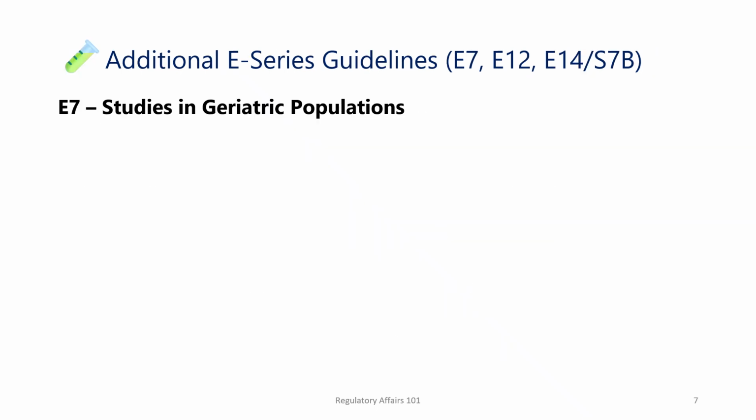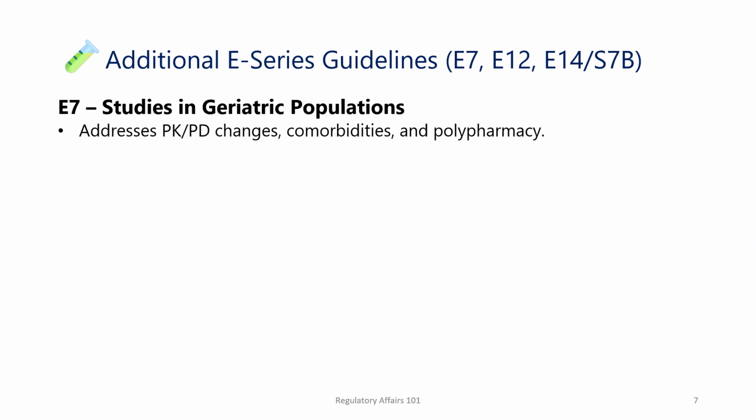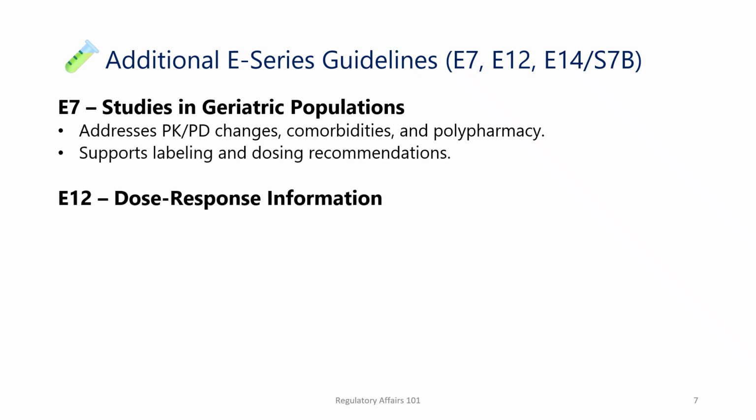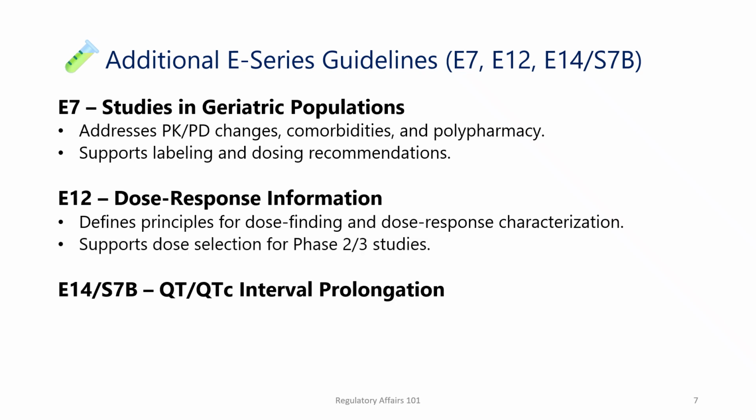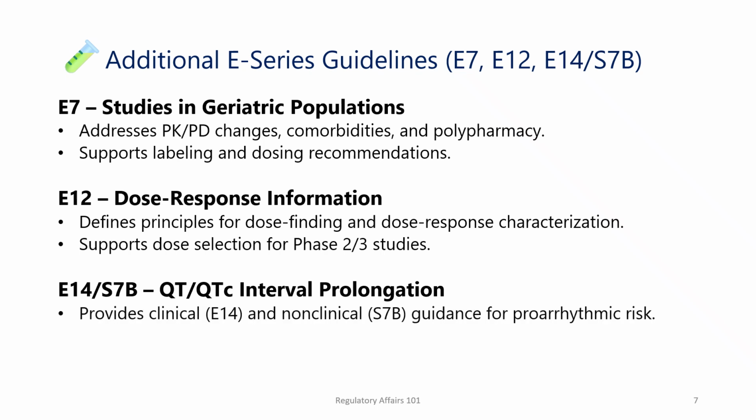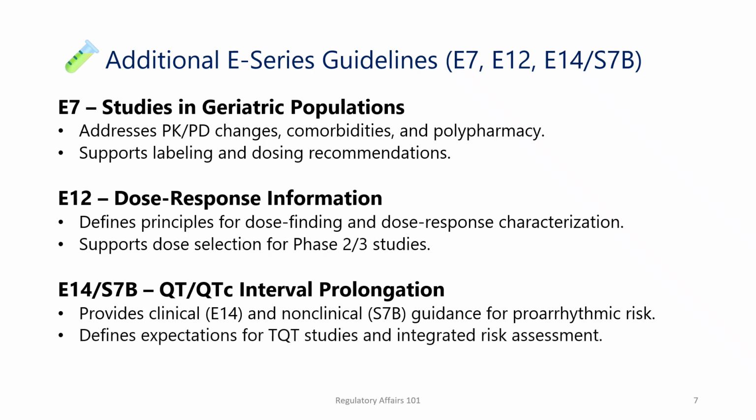E7 addresses PK/PD changes, comorbidities, and polypharmacy in older adults. It supports labeling and dosing recommendations. E12 defines principles for dose finding and dose response characterization, critical for phase 2-3 dose selection. E14 and S7B together define clinical and non-clinical expectations for proarrhythmic risk, including thorough QT studies and integrated risk assessment.